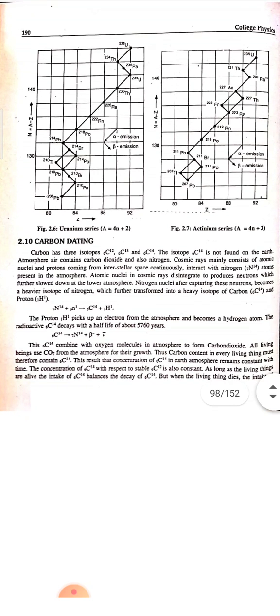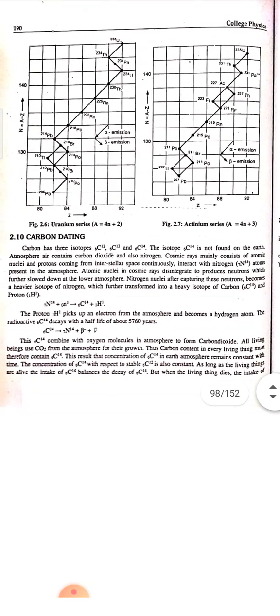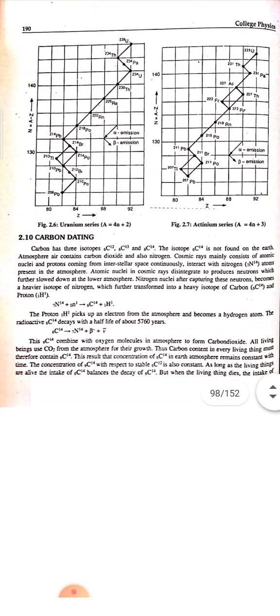Nitrogen reacts with the neutron, then it gives carbon 14 plus a proton, and the proton picks up an electron from the atmosphere and becomes a hydrogen atom. The radioactive C-14 decays with a half-life of about 5760 years. This C-14 combines with oxygen molecules in the atmosphere to form carbon dioxide. All living beings use CO2 from the atmosphere for their growth. Thus, the carbon content in every living thing therefore contains C-14.